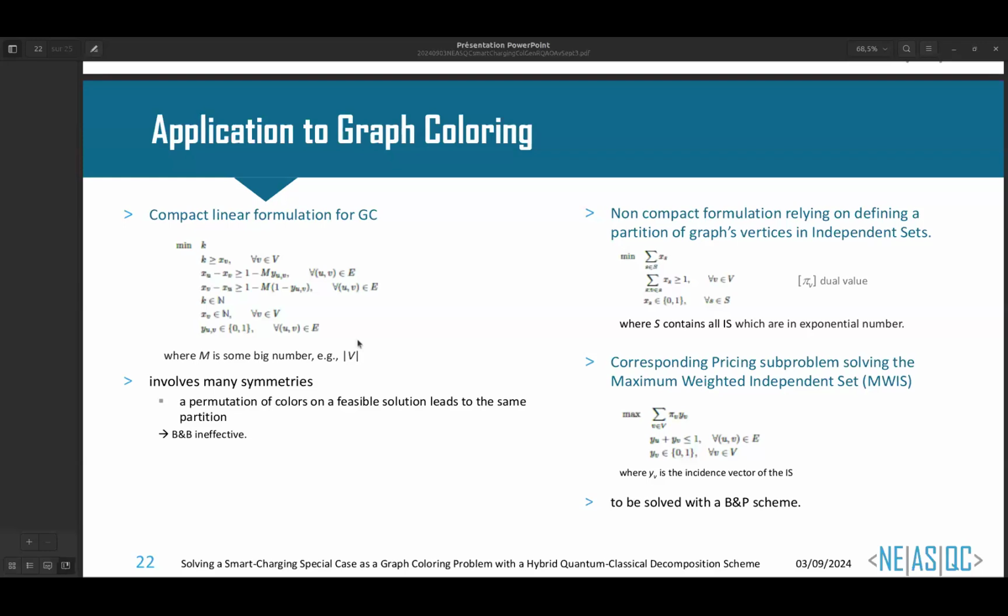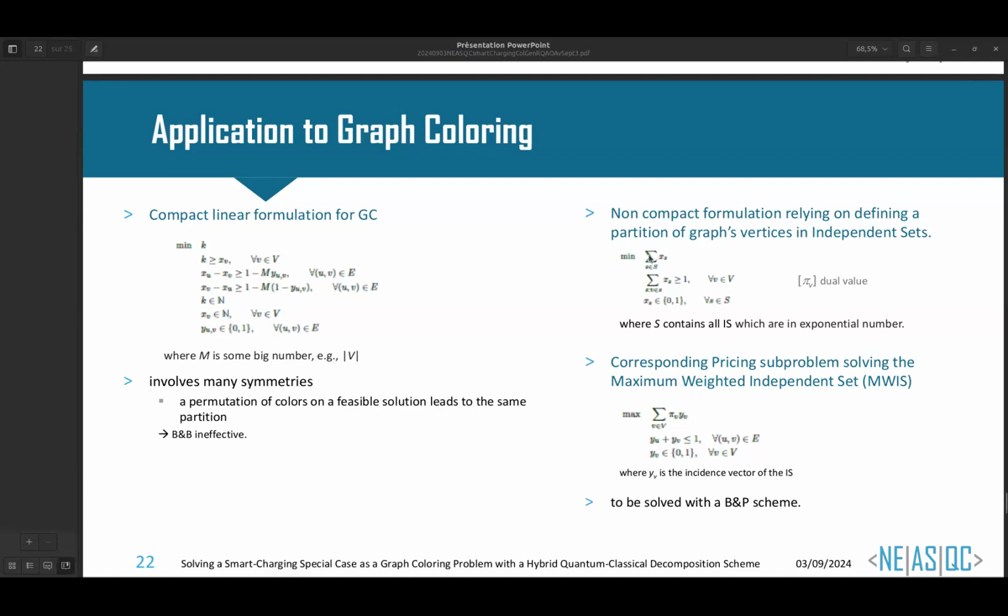So for this reason, we want to go for a non-compact formulation, relying on defining a partition of the graph's vertices as independent sets. So basically, the formulation is quite simple. We want to find independent sets. Basically, that's all we say. And S is the set of independent sets, and it contains all independent sets, which are in exponential number. So that's where the trick is.